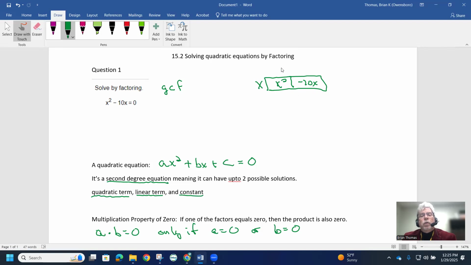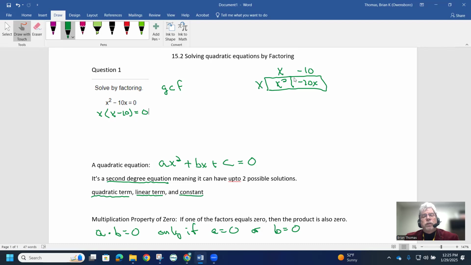Then, what times x is x squared? That would be an x. And what times x is negative 10x? I would need a negative 10. So these would represent the two factors. There is a common factor of x, which you would pull out, and then in parentheses, you write the remaining expression. If I take an x out, that leaves me an x. If I take an x out of this term, that's going to leave me my minus 10. So this is now going to equal 0.